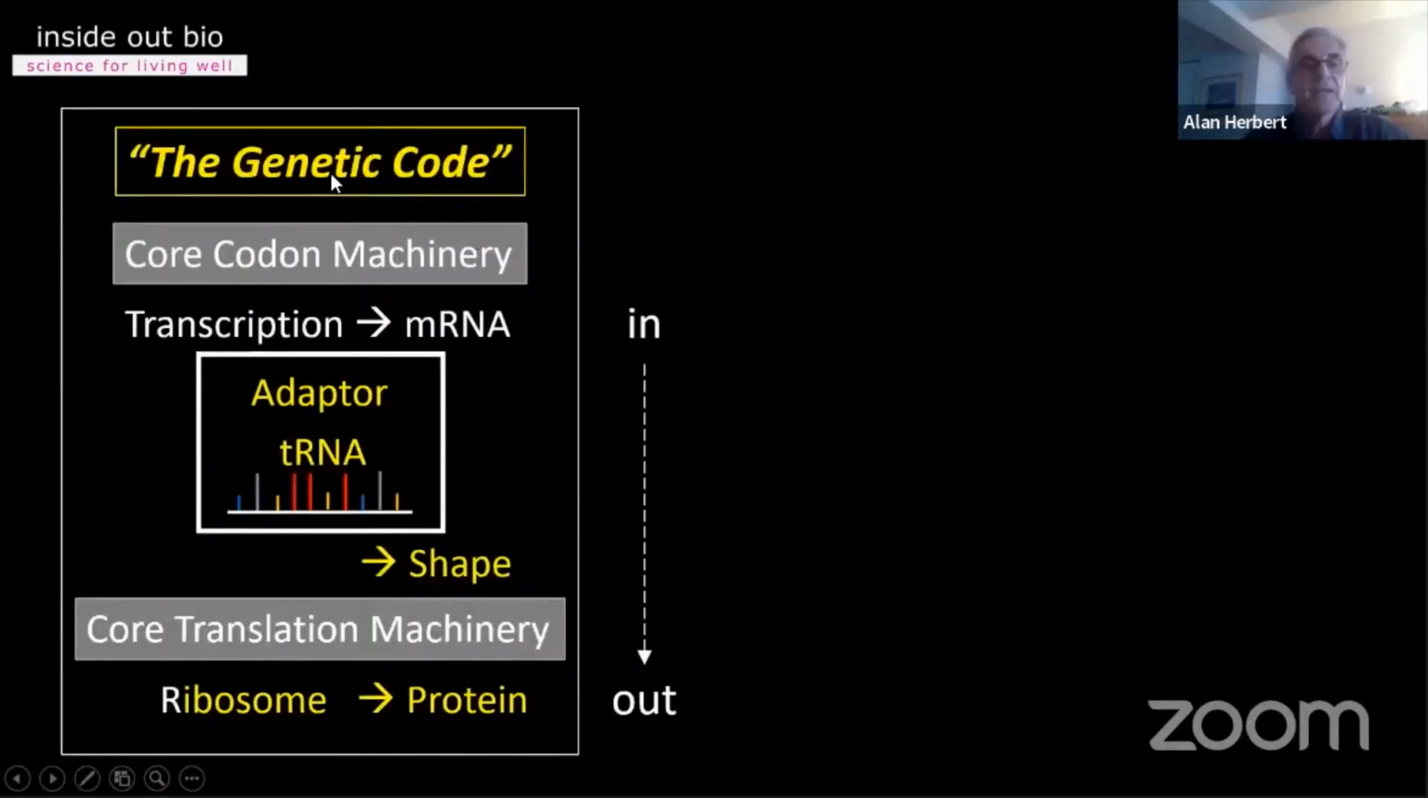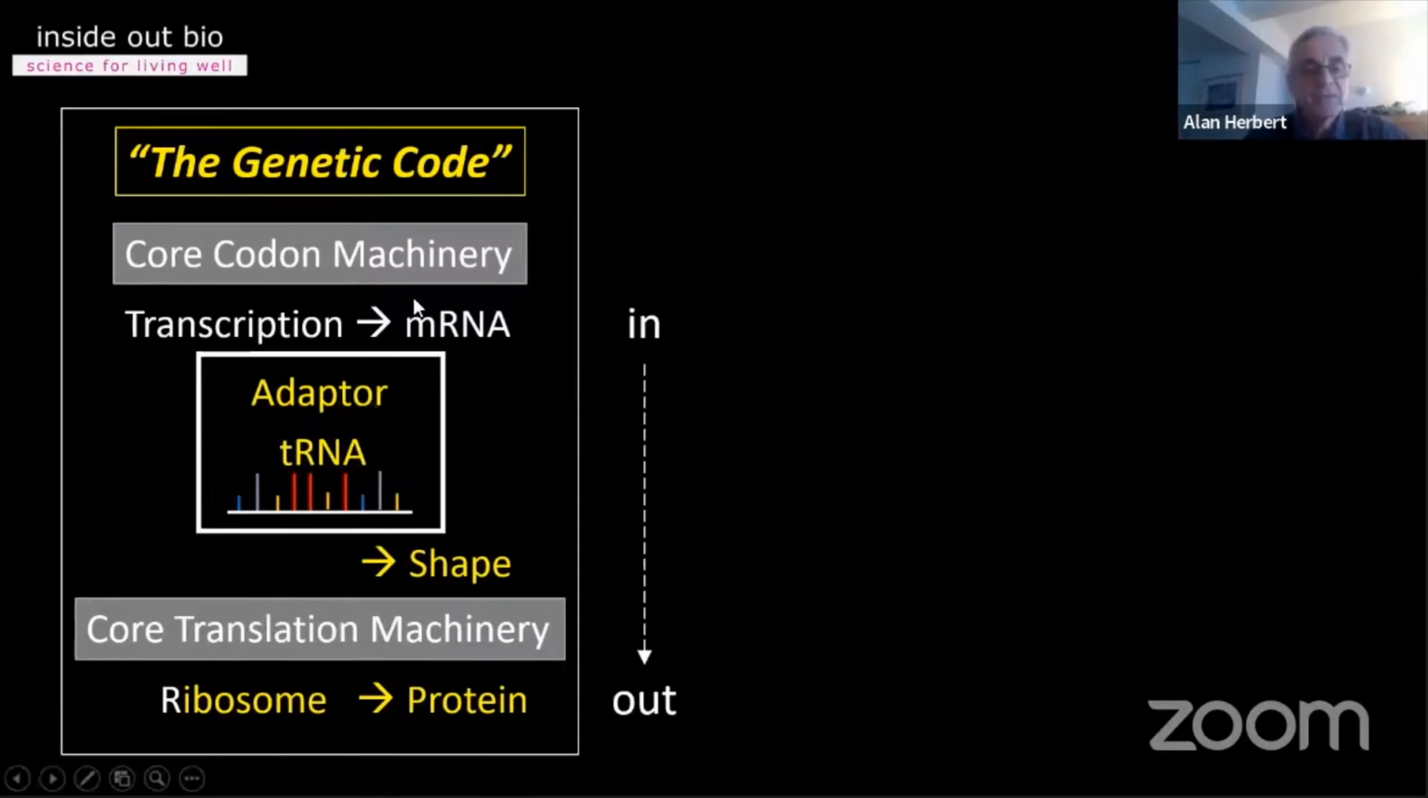So the genetic code is a fine example of this, where you have core codon machinery that reads out the RNA from the genome, and you have core translational machinery that takes the RNA and converts it to protein. But it all depends on actually making a shape between the nucleotide triplet and a tRNA for this particular core translational machinery to engage.